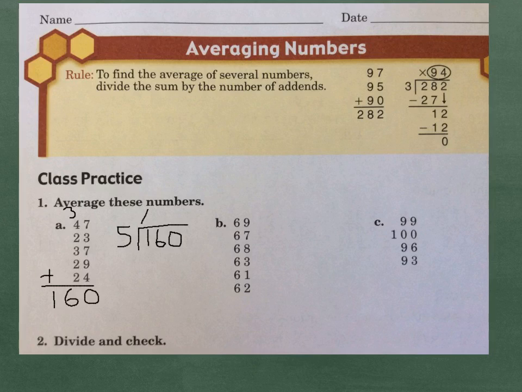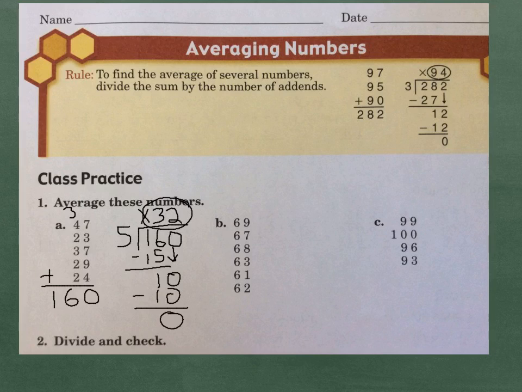5 doesn't go into 1, but it does go into 16 3 times. 5 times 3 is 15. Subtract, we get 1. Bring down the 0. 5 goes into 10 2 times. 5 times 2 is 10. Subtract, we get 0. And so our answer is 32. It didn't tell us to check, so we can go ahead and go on. It just says to average the numbers, 32.